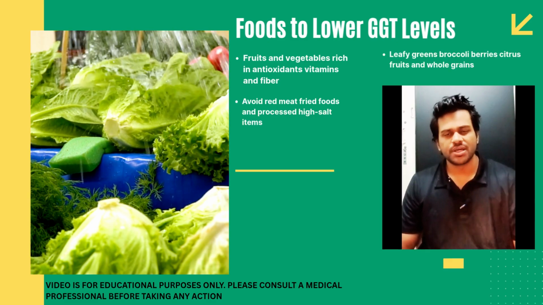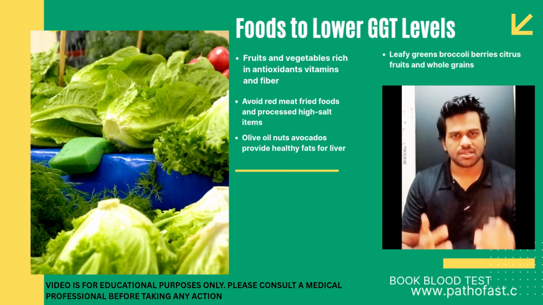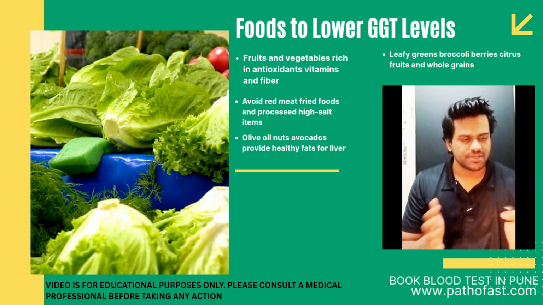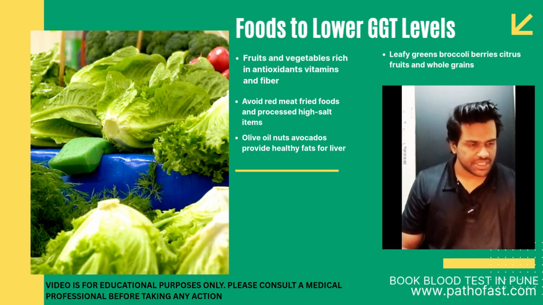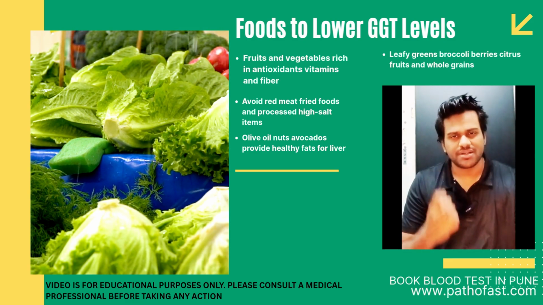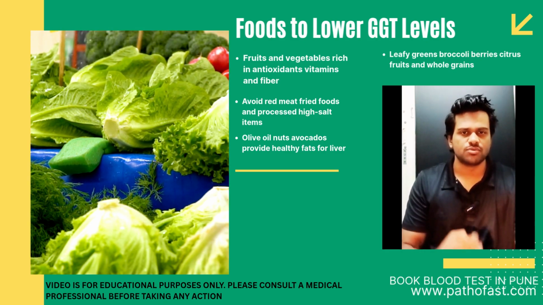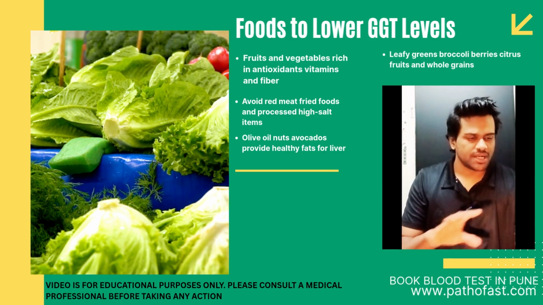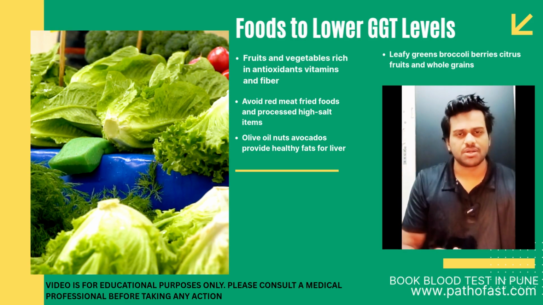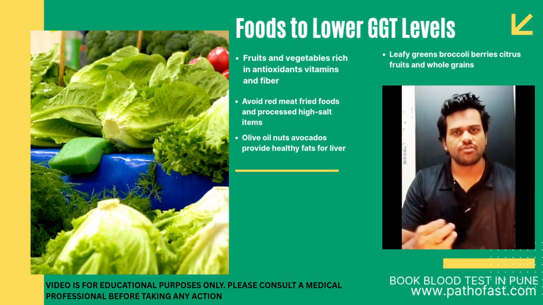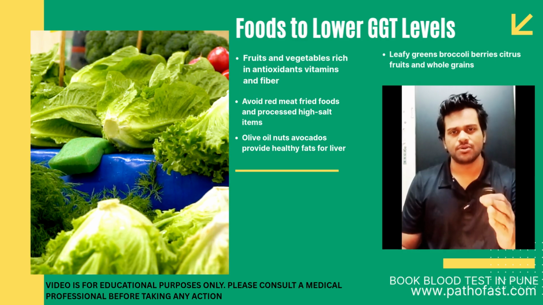What are some foods that you can have to naturally protect your liver, to naturally improve your GGT levels? Well, fruits and vegetables rich in antioxidants are always a go-to to reduce your GGT levels. Along with this, you must avoid red meat, fried foods, processed foods, high sugary foods. Avoid all that. Cut down completely on your drinking. Reduce oil in your diet. Try to adopt a Mediterranean diet and go for green leafy vegetables. All this will help your GGT level.